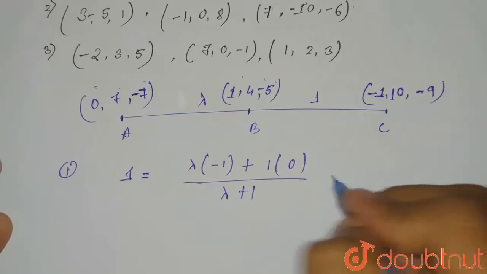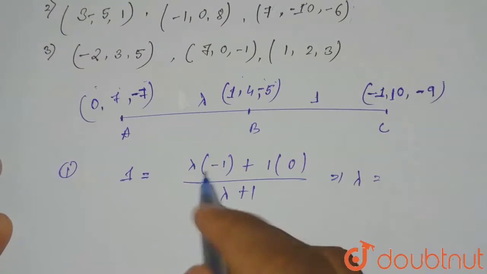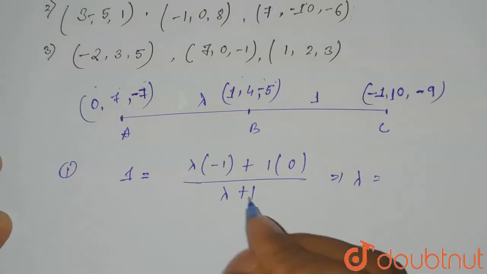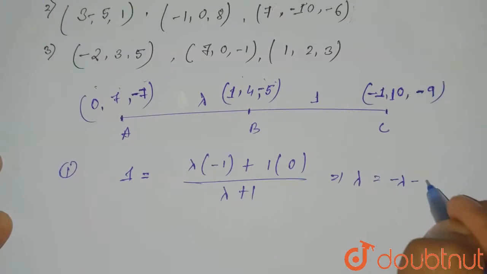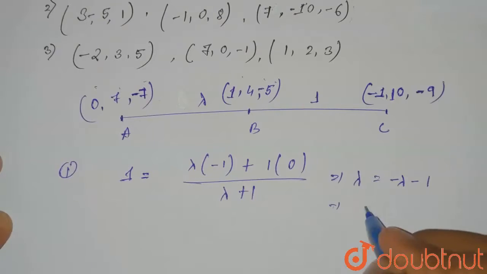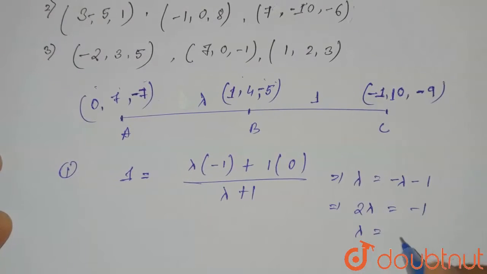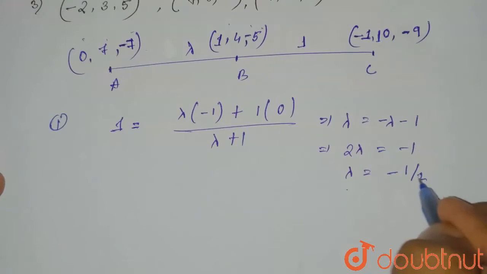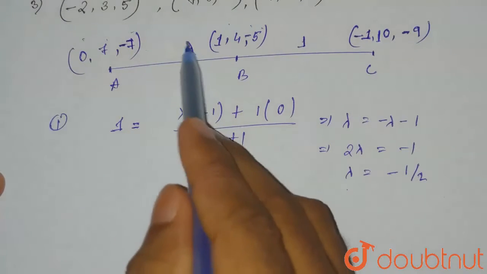From here you can find that lambda equals lambda into minus 1, that is minus lambda, plus 1, so it is minus lambda minus 1, that means 2 lambda will be equal to minus 1. From here we find that lambda will be minus 1 by 2. For the x coordinates, the value of lambda is minus 1 by 2, so the ratio is minus 1 to 2.